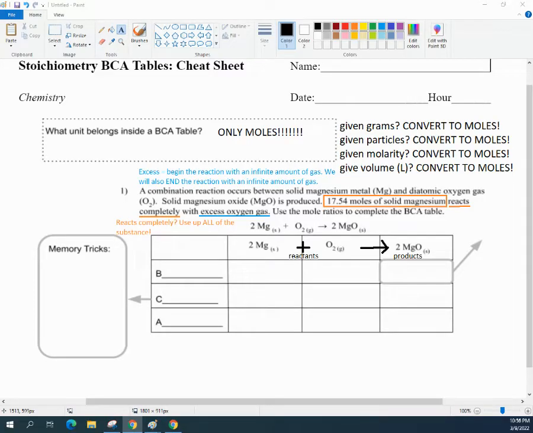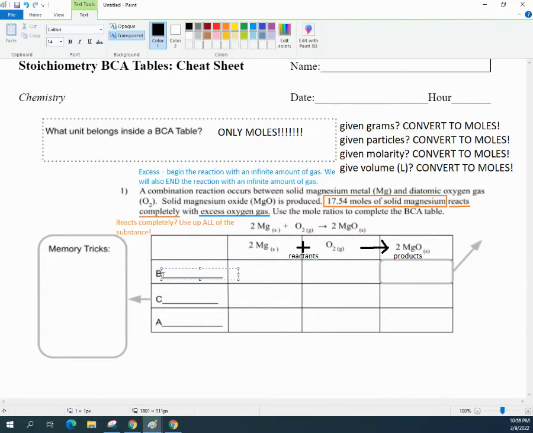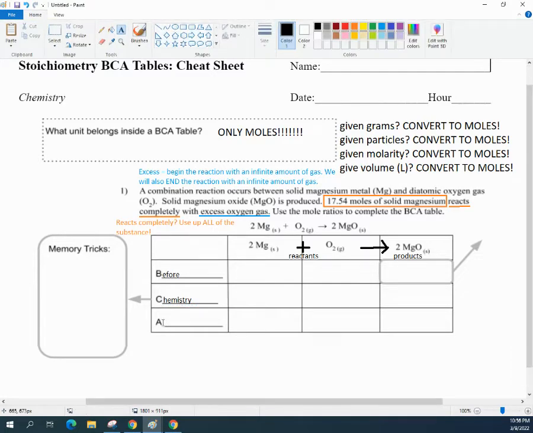All right, so let's start filling in the numbers of the table, the meat and potatoes of the table. But in order for us to do that, we really need to understand what each of these letters stands for. B is our before, so before. The C stands for change, and the A stands for after.